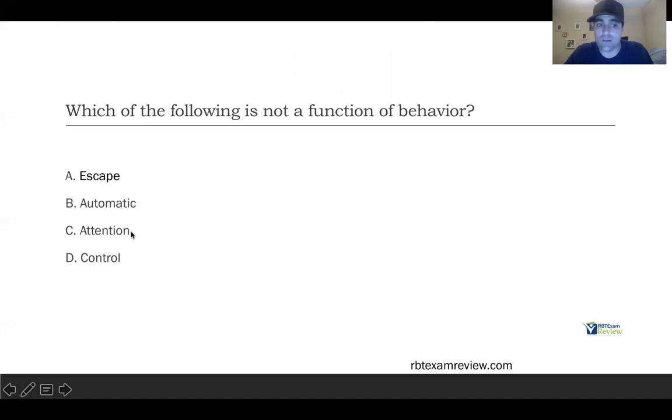Escape, automatic, attention, control. Okay, so this could be a tricky question depending on who you talk to, because a lot of people want to say control is the 5th function, right? But it's only in theory, okay? The 4 functions of behavior are escape, automatic, attention, and tangible, okay? Control is not a function of a behavior, right? There's only 4, okay? So again, super easy question if you know your terms, if you know your definitions.